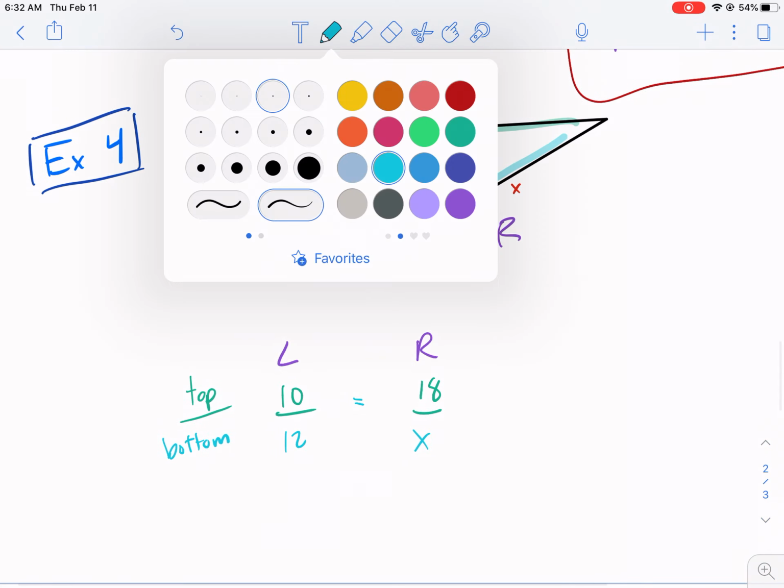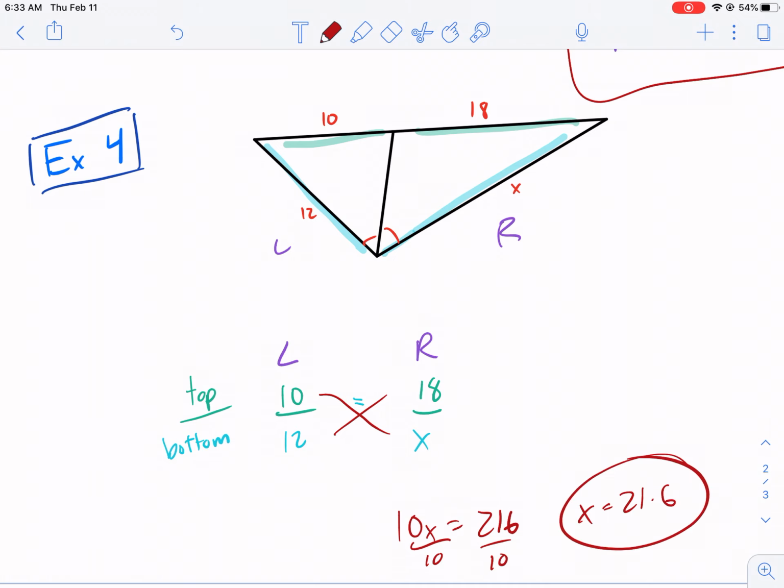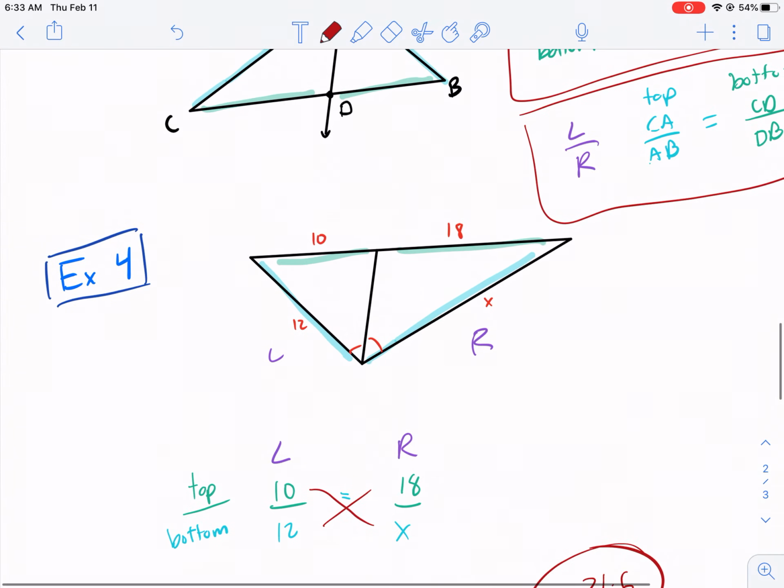So we simply cross multiply like we've been doing. This is going to become your new best friend. And then we have 12 times 18. Let me get some help here. 12 times 18. We have 216. So I divide by 10, and I get x equals 21.6. Final answer. That is my value for x.